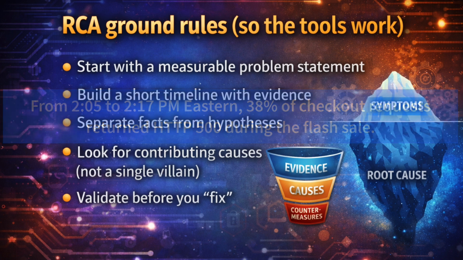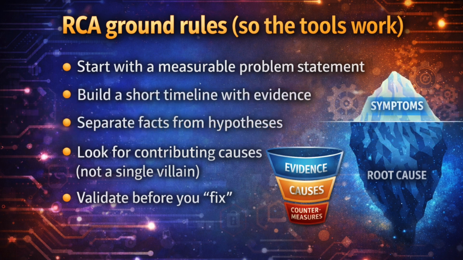Step 2 is a quick timeline backed by evidence. Logs, metrics, alerts, change history. Step 3 is discipline. Separate facts from hypotheses. Database CPU hit 95% is a fact. The database was overloaded because of marketing is a guess until proven.